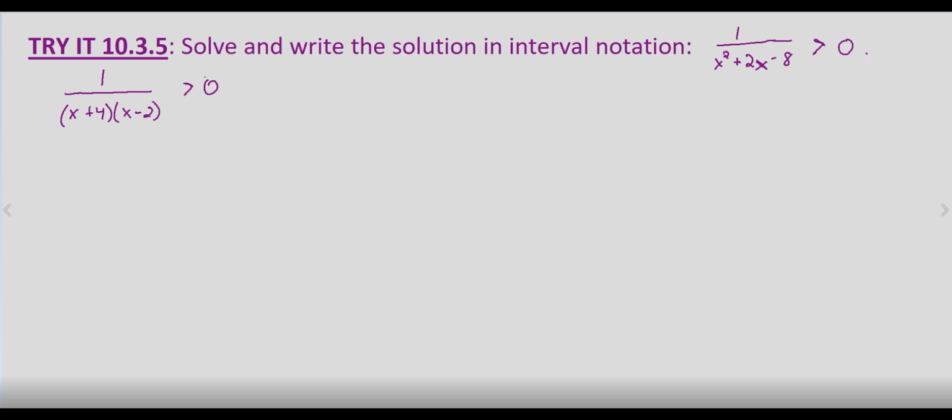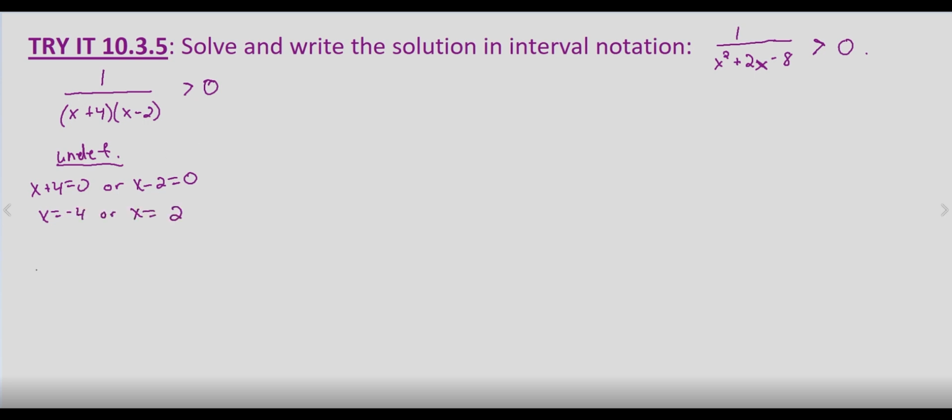So we're not going to have any zeros because our numerator is a constant. It's just the number 1. So we're looking at where it's undefined, and that's where the denominator is equal to 0. So x plus 4 equals 0, or x minus 2 equals 0. We're looking for our critical points, so we look for where it's 0 and for where the expression is undefined. So x equals negative 4 or x equals 2.